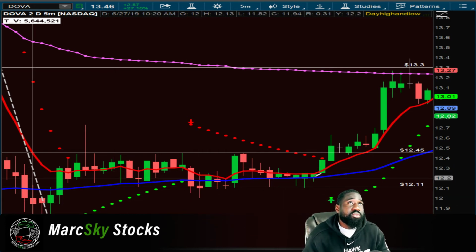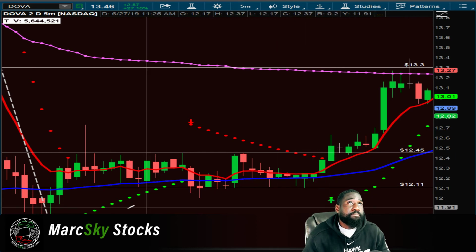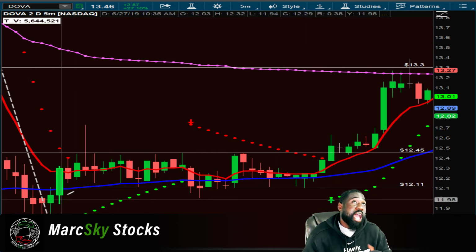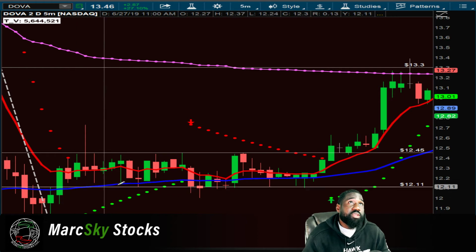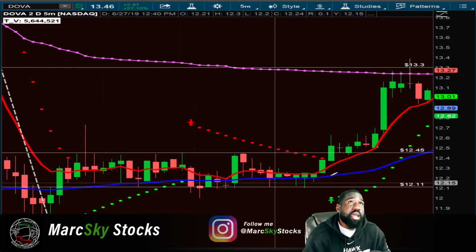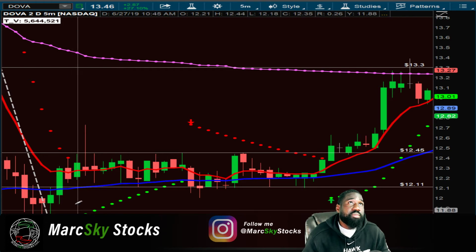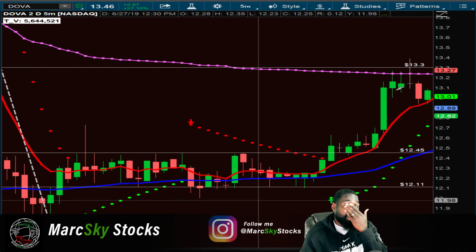But these are things that you look for, right? And then you start looking for support. Like I use the 50. Here's the 50. It's holding support. So I'm not too worried about it. Even if it breaks it, here's my risk. Not too worried about it. So I'm staying in this trade.